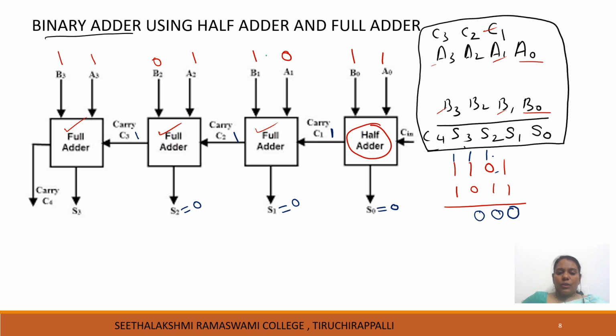The last full adder has all its three inputs to be 1. So the carry is 1, A3 is 1, B3 is also 1. So it will give an output of 1, 1. So sum will be equal to 1, carry will also be equal to 1. So the same operation has been performed. This is how a binary adder works with half adder and full adder.